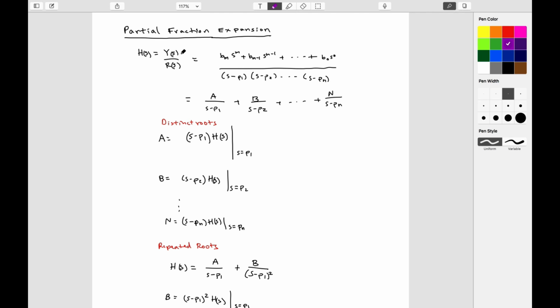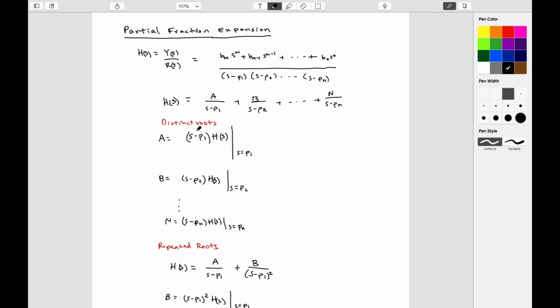transfer function H(s), and that's equal to Y(s) over R(s), and it's some polynomial in s on the top and some polynomial in s on the bottom. And on the bottom, we could split these things up to be the individual roots. And it turns out that H(s), which we have right there, is also equal to A over s minus the first root of the denominator plus B over s minus the second root, all the way up to however many roots there are. We'll say for the sake of this video that there are n roots in the denominator.